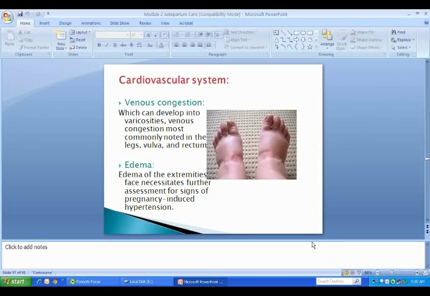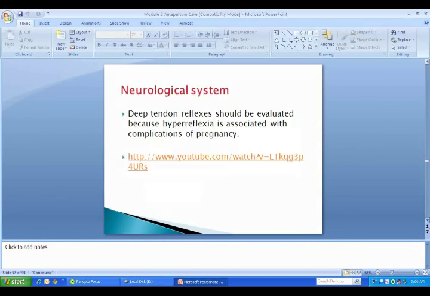Edema, if it's very generalized with the face and hands, she's saying the rings aren't fitting well, then we've got to worry that maybe she's developing preeclampsia. Deep tendon reflexes should also be evaluated when they have preeclampsia. Again, we'll go over details of that in pregnancy complications. The cerebral edema can cause pressure on the central nervous system, and they start getting hyperreflexia with their deep tendon reflexes.